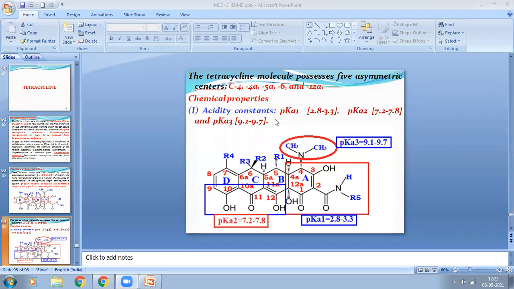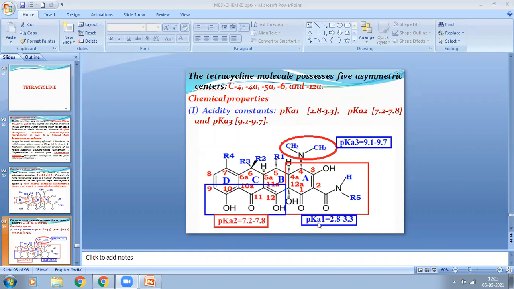Now, the tetracycline molecule has three acidity constants depending upon the three types of functional group present in the molecule. First of all, we are discussing pKa1, pKa2, pKa3. See here. So the tetracycline molecule consists of three acidity constants. Why does it show three? Due to the presence of different functional groups. First we are discussing pKa1.